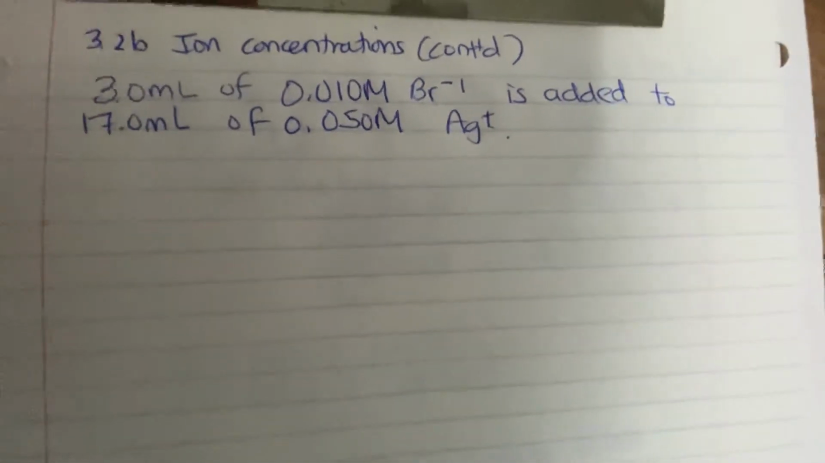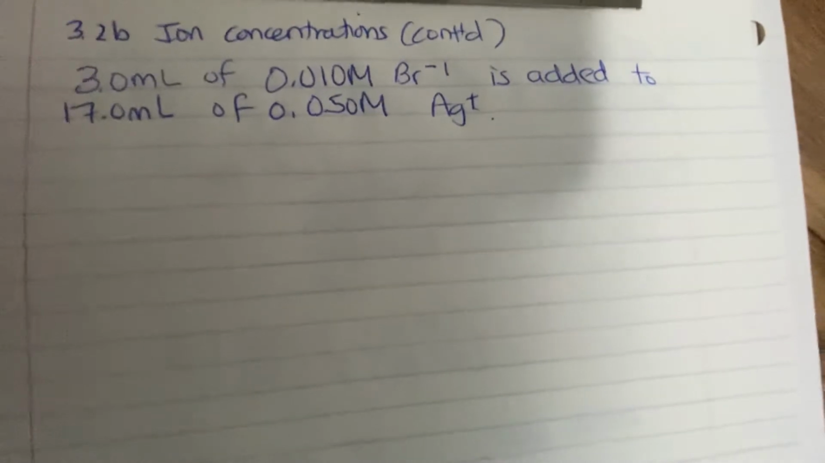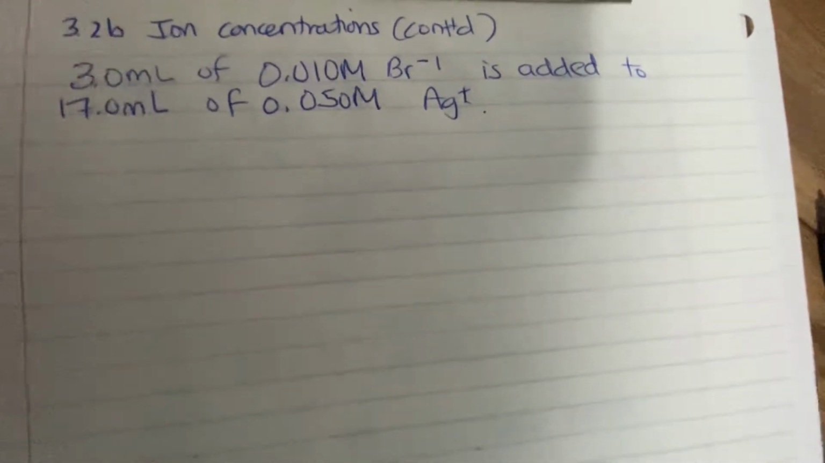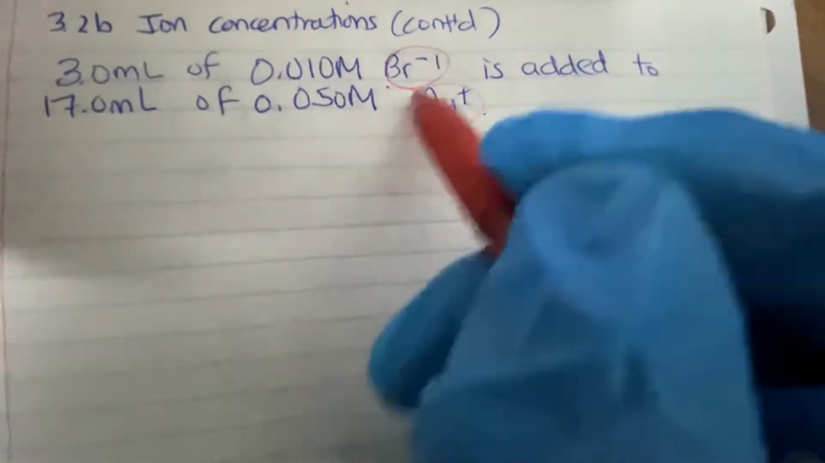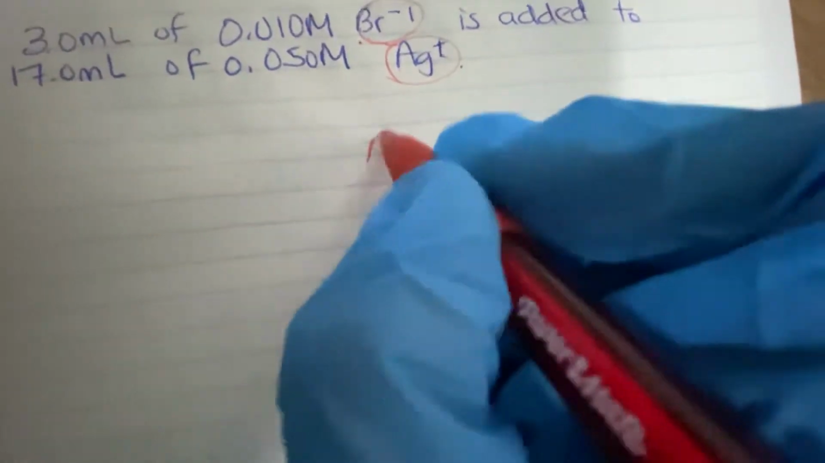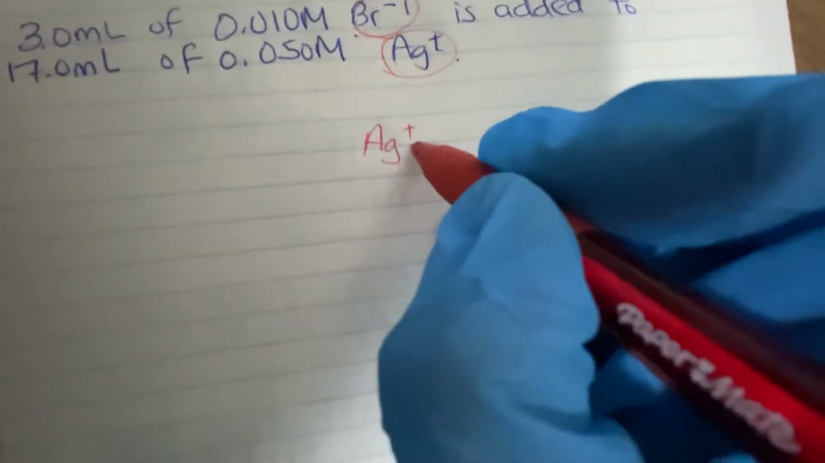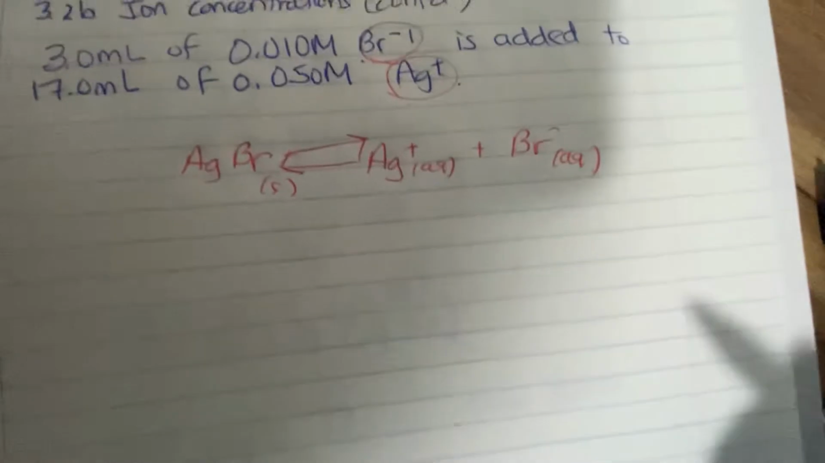All right, the next question I want to go over still looks at ion concentrations, but here we have two chemicals being mixed together: the bromide ions and the silver plus. So these two chemicals are coming together. What we actually have is Ag+ aqueous plus Br- aqueous. Those are ions, and you're going to form this crystallization reaction here, AgBr solid. So that's the setup that you have.